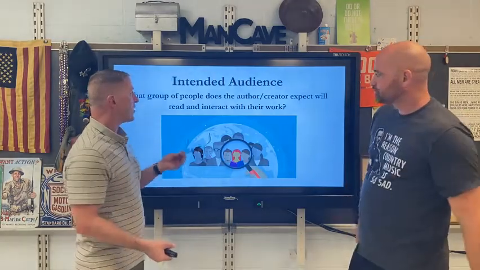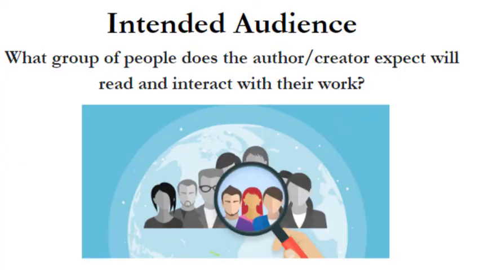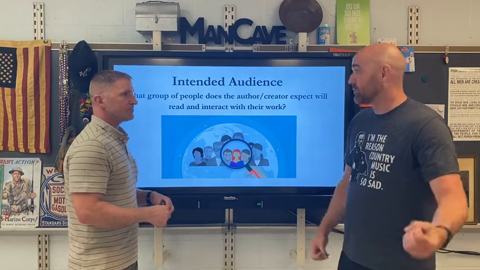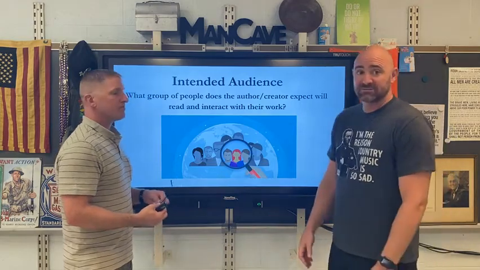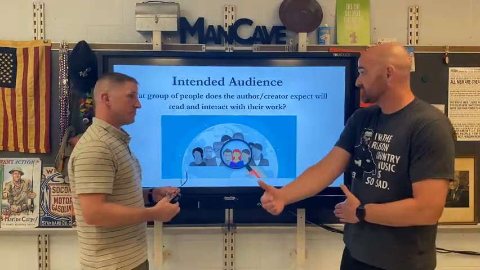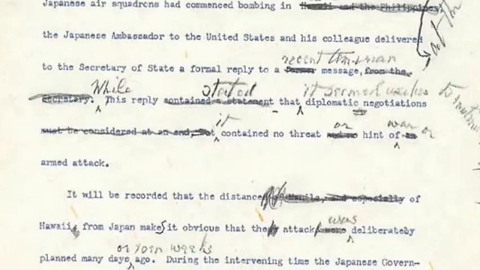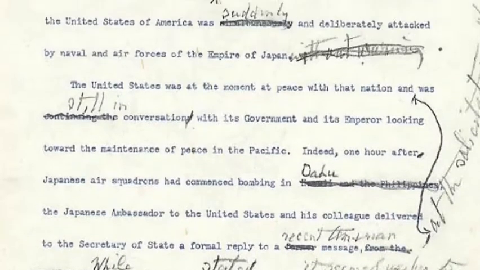So with this one, we're looking at what group of people the author or creator expects will read and interact with their work. Sometimes it's one person. Yep. Sometimes it's a letter written from one individual to another. Sometimes it's the Congress, if you're doing FDR's Day of Infamy speech. Yep. Sometimes it's the entire country.